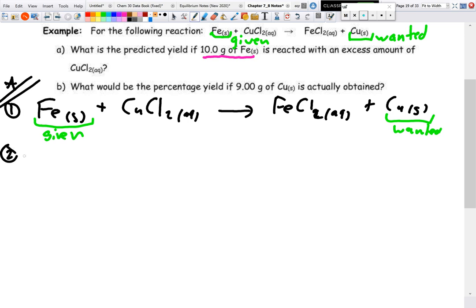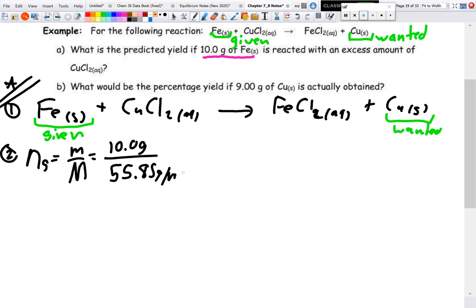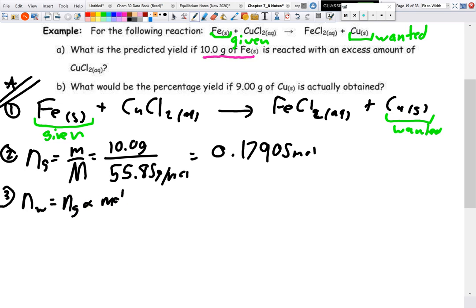So step 2, find a number of moles of given, which is equal to mass divided by molar mass. In this case right here, we get our 10.0 grams of iron divided by the molar mass of iron, which is 55.85 grams per mole. And when we solve this, we get 0.17905 moles. Step 3, number of moles of our wanted is equal to number of moles of our given times our mole ratio.